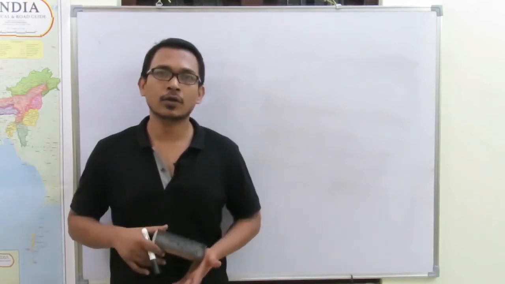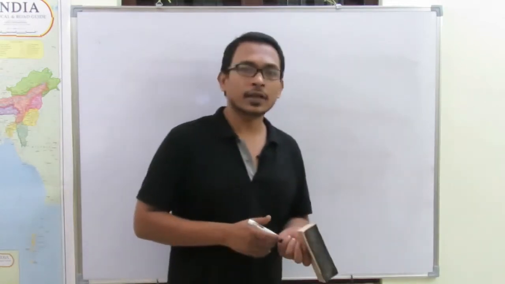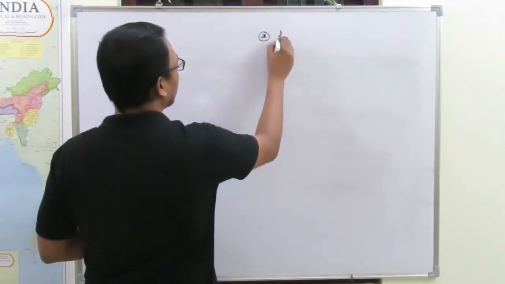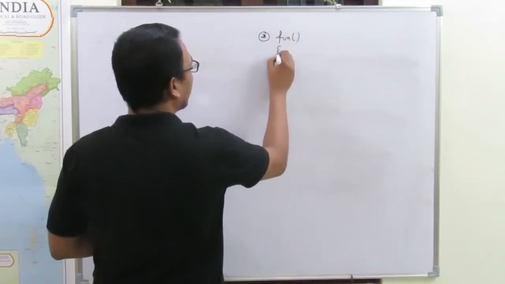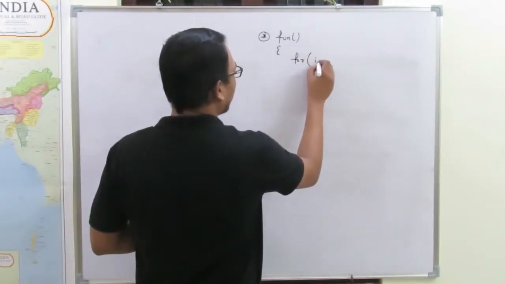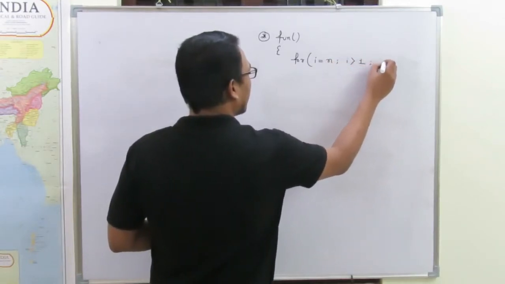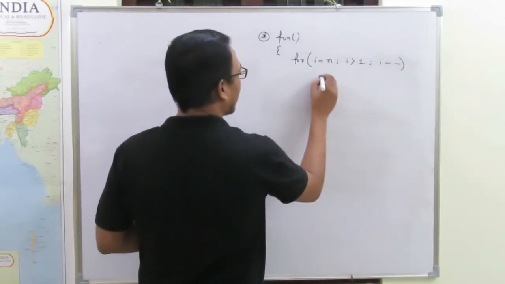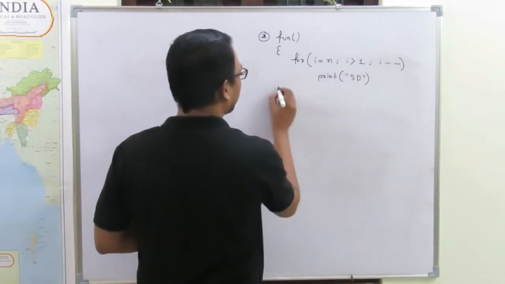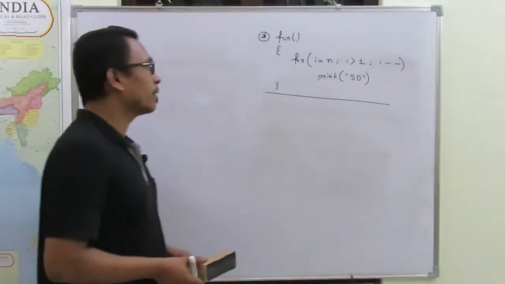Hello everyone, in this class we are going to continue with our examples of time complexity. So let's start. Let's say the problem is given as a function. Within that we have a loop for I equal to n, I greater than 1, I minus minus, and then we print. Now what will be the time complexity of this particular problem?